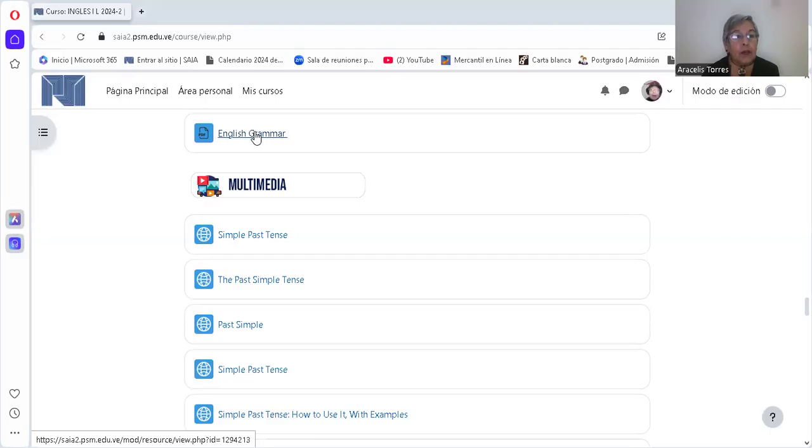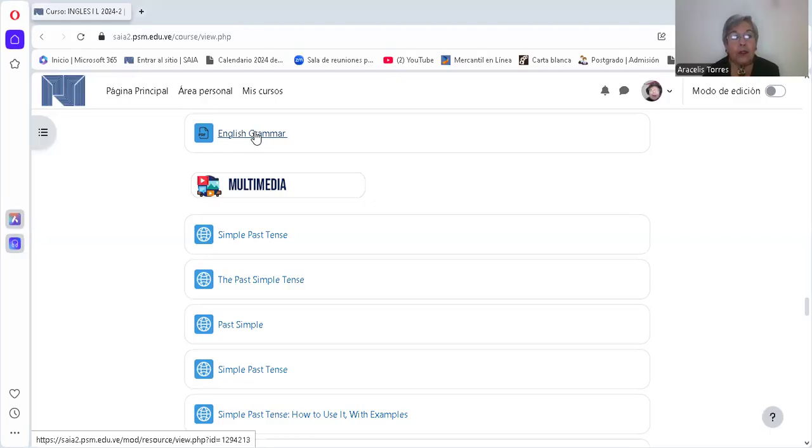Here, if you answer the questions in affirmative, you have to write the verb in the past tense. But if you are going to answer in negative, you don't need to change the verb because the auxiliary tells you that it's in past, didn't. Okay?